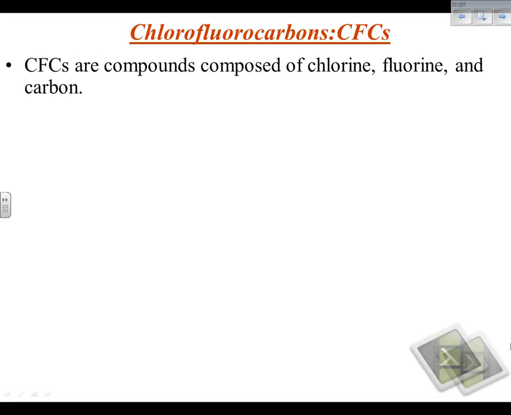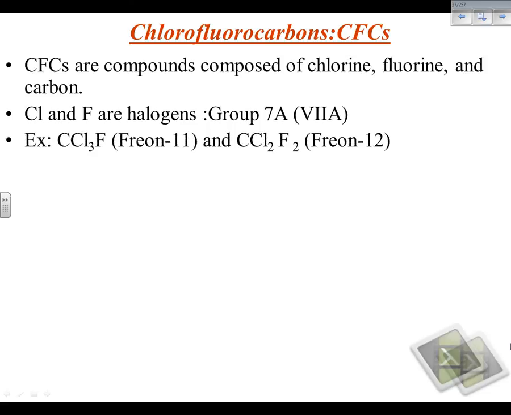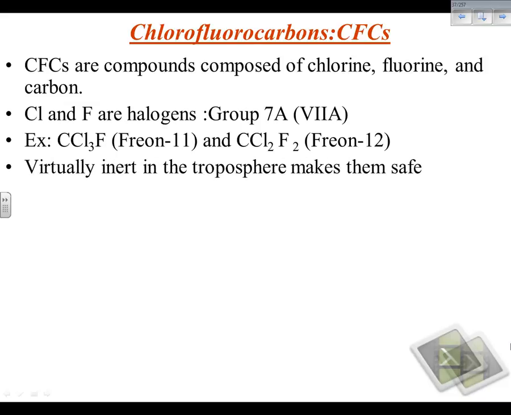This was causation. CFCs, which you've probably all heard of, chlorofluorocarbons, they're compounds made out of chlorine, fluorine, and carbon. They are halogens, of course. This is group 7A. The most famous of which you may have heard of are the freons. It's principally freon 11, freon 12. And they are virtually inert in the troposphere. That's because the troposphere is not being subjected to high energy UV radiation.